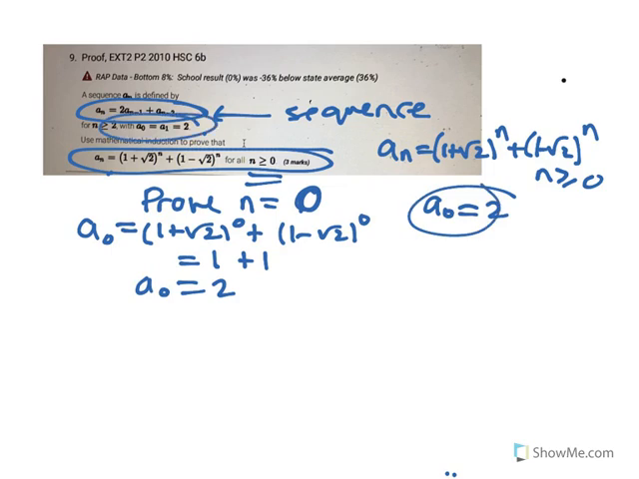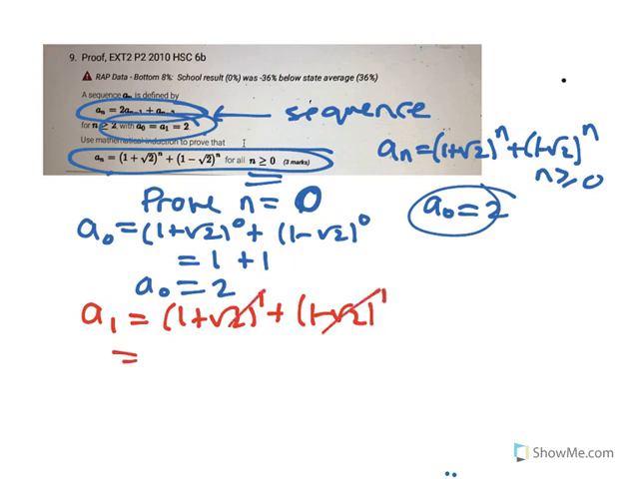That's what they've got here. Now, we've got a_0 equals true. We need to also do it for a_1. (1 plus root 2) to the 1 plus (1 minus root 2) to the 1, which will give you, the root 2's will go out, 2. Okay, which is true.